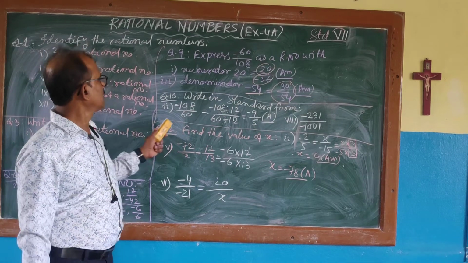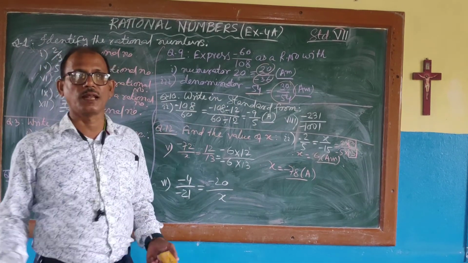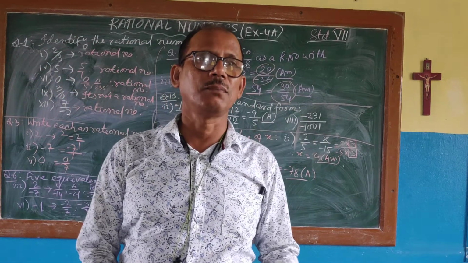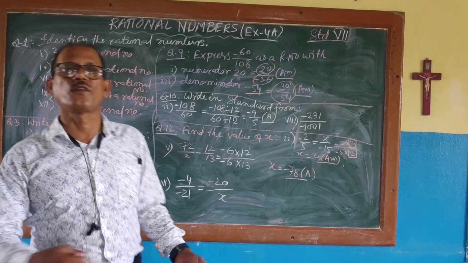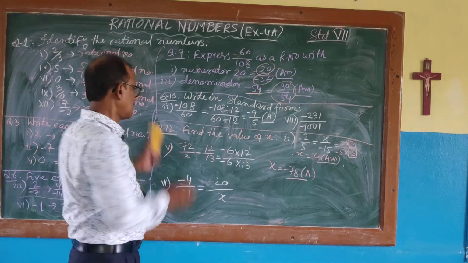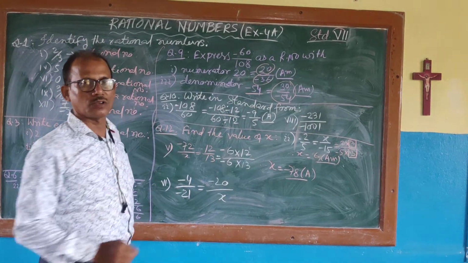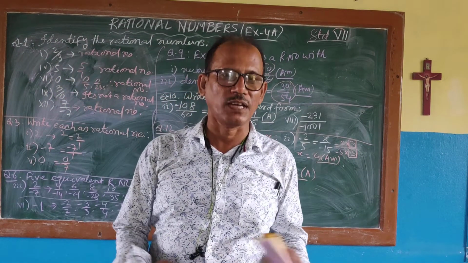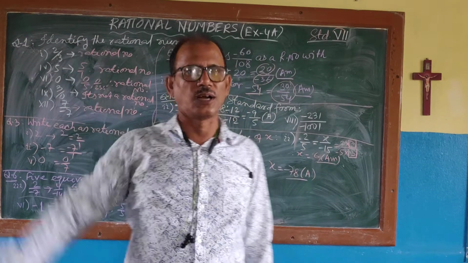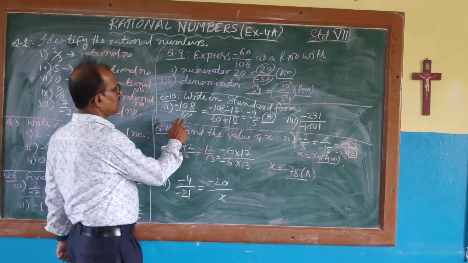Right? In the standard form, that means making the rational number into its simplest form. Making the fraction into simplest form. The number is minus 108 by 60. What you are supposed to do is divide by the HCF, or you can go for the cutting procedure. But here the HCF will be easier.